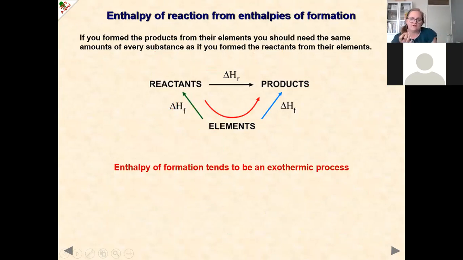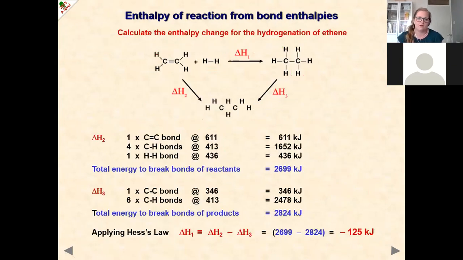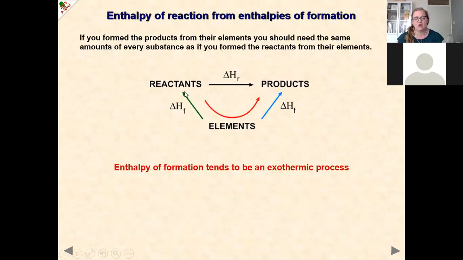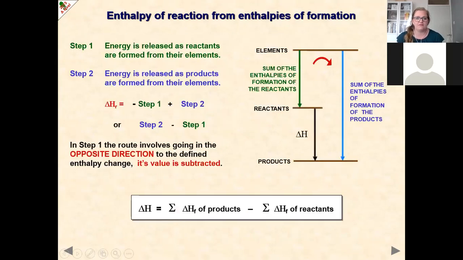We can do exactly the same thing, but instead of using bond enthalpies, we can use enthalpies of formation. So with bond enthalpies, we're going in this way. We're basically saying how much energy is required to break all these bonds. With enthalpy of formation, it's how much energy is required to form these bonds. Enthalpy of formation is usually an exothermic process, making bonds. So this time we're going to have our enthalpy of products minus our enthalpy of reactants.